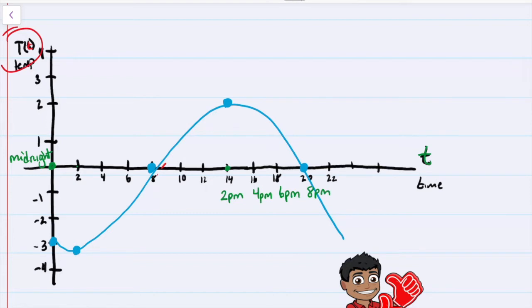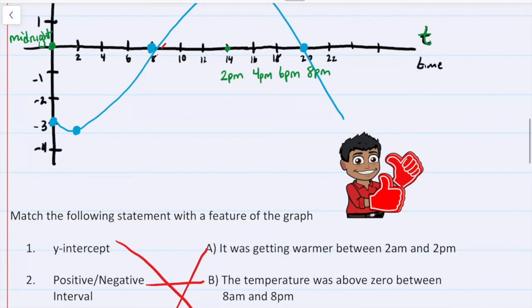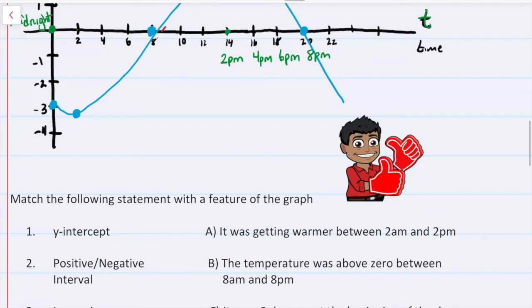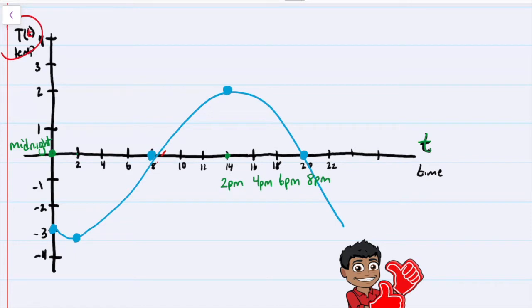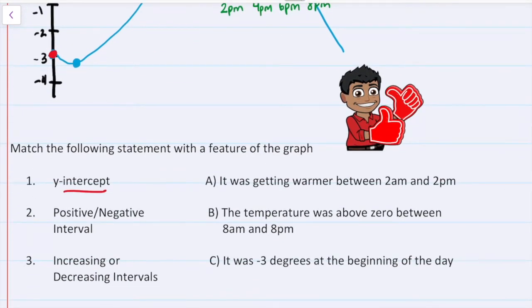Now, let's understand what they're asking here. Match the following statement with a feature of the graph. We want to know the y-intercept. The y-intercept is the one that crosses the y-line, and you should already know by now that the one that's vertical, up and down, is the y. When it's crossing the y, it's crossing at -3. So when my temperature, remember the T stands for temperature, is -3 degrees Celsius, which statement talks about this?